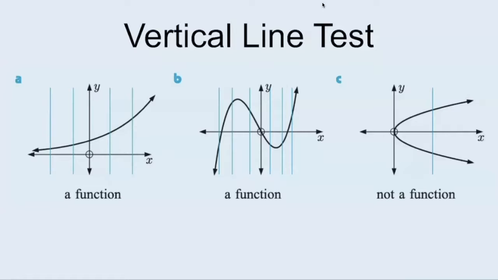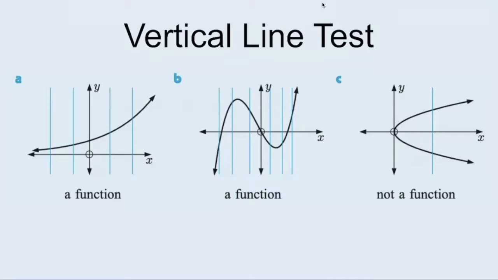are both functions, where C is not. It does not pass the vertical line test. The reason for that is that a vertical line passes through the function twice. Now, obviously, you could have infinitely many vertical lines, but if any of them pass through the graph twice, then you have a situation where you do not have a function.